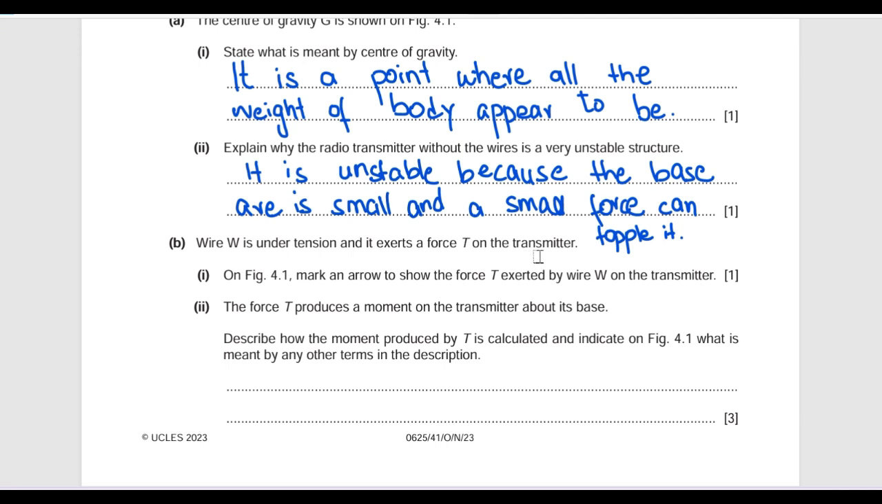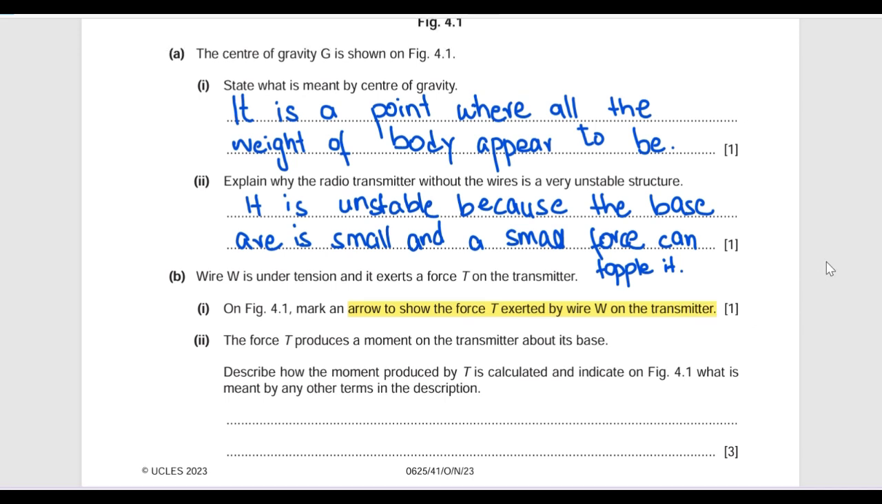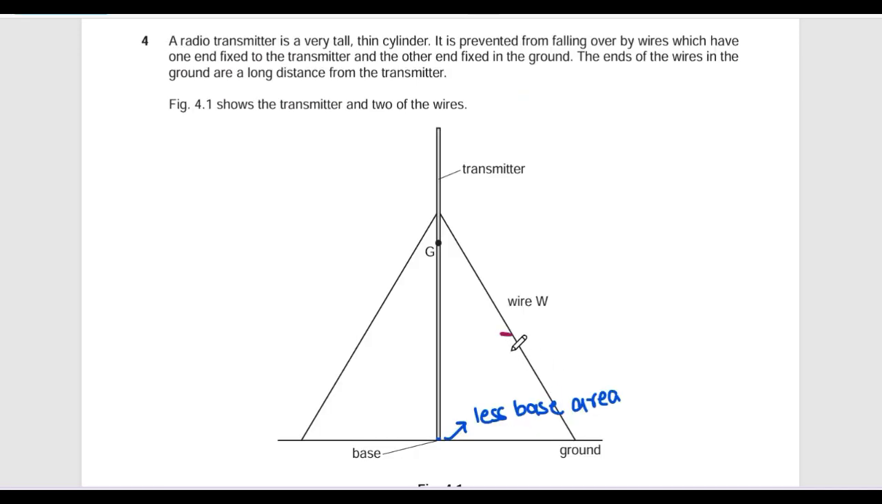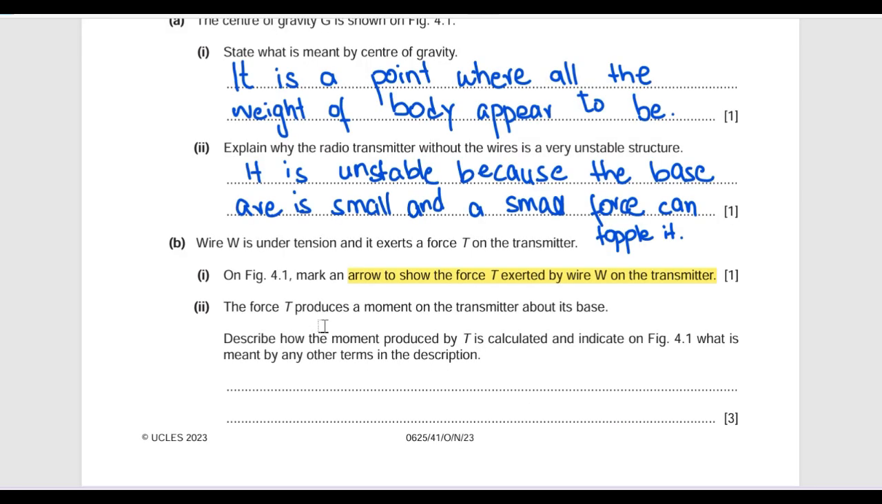B part says the wire W is under tension. Mark an arrow to show the force exerted by the wire on the transmitter. So the wires are applying force to the transmitter in this direction and the other wire is applying the force in this direction. Question number 2 says the force T produces a moment on the transmitter about its base.